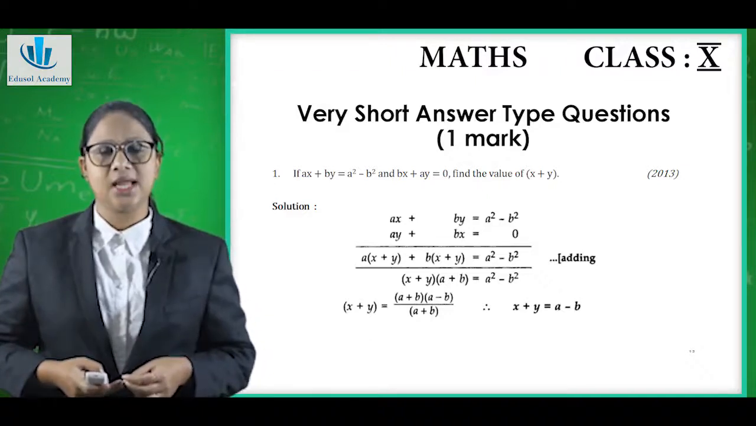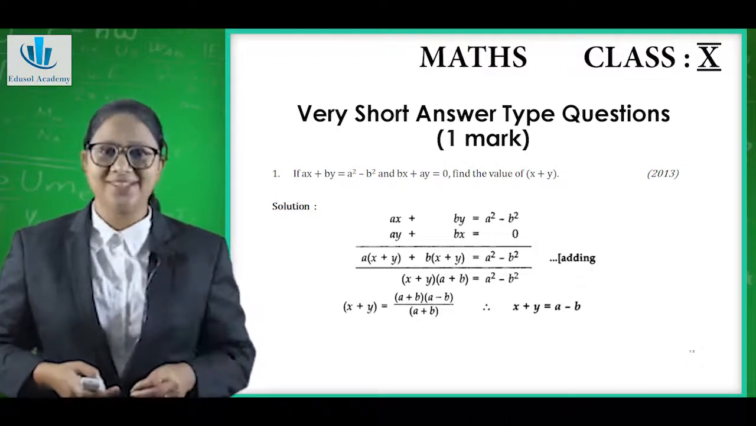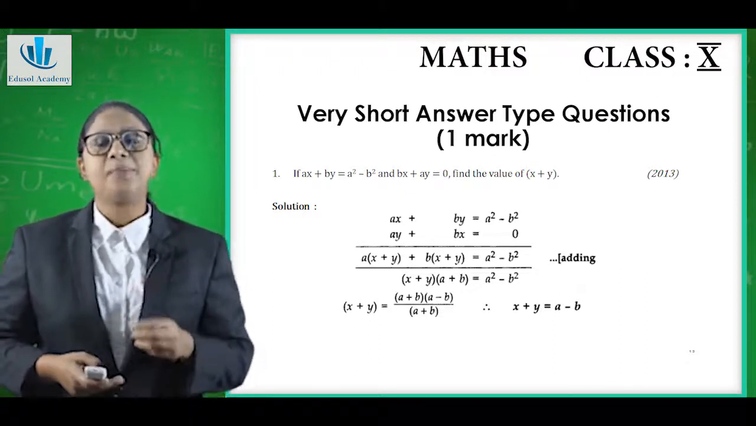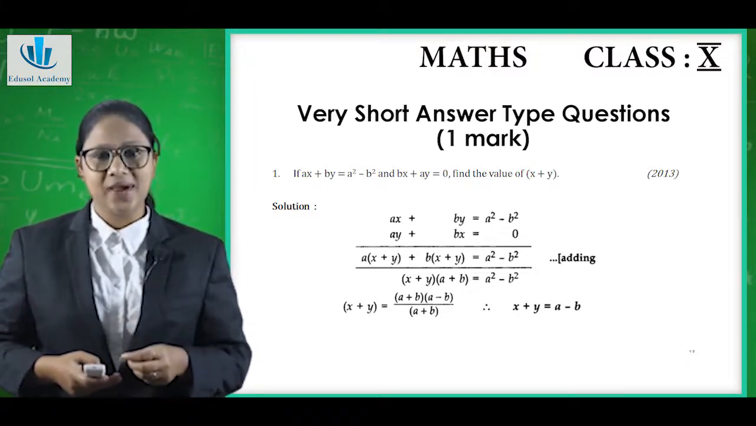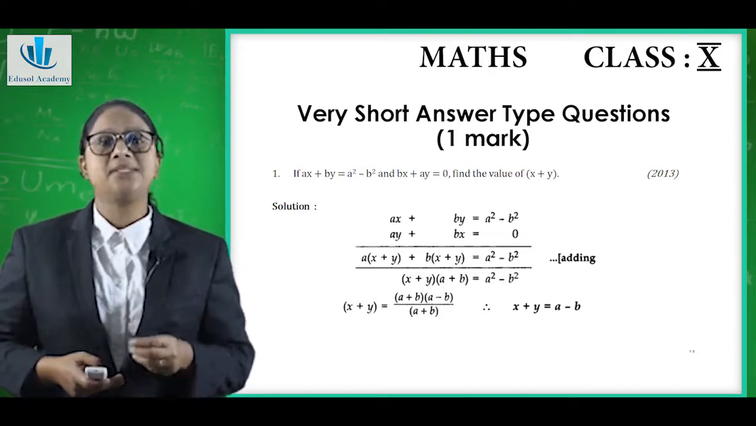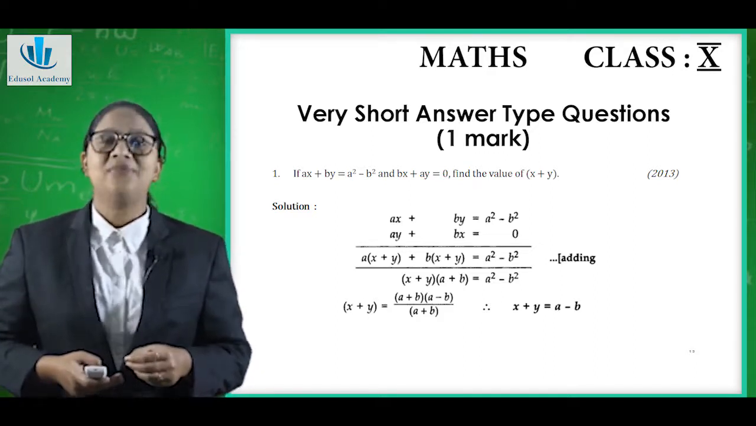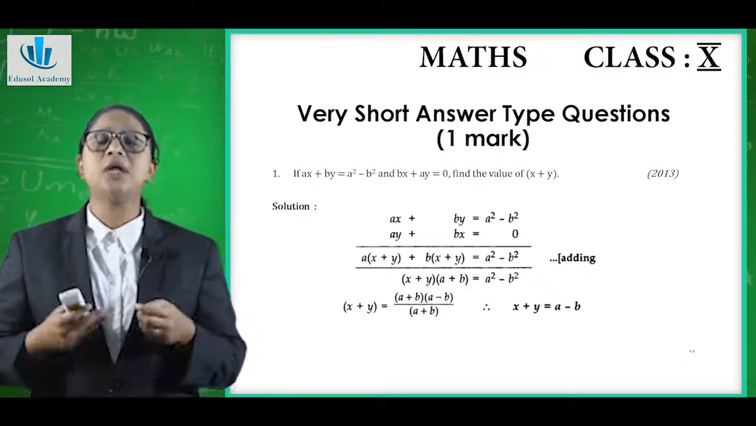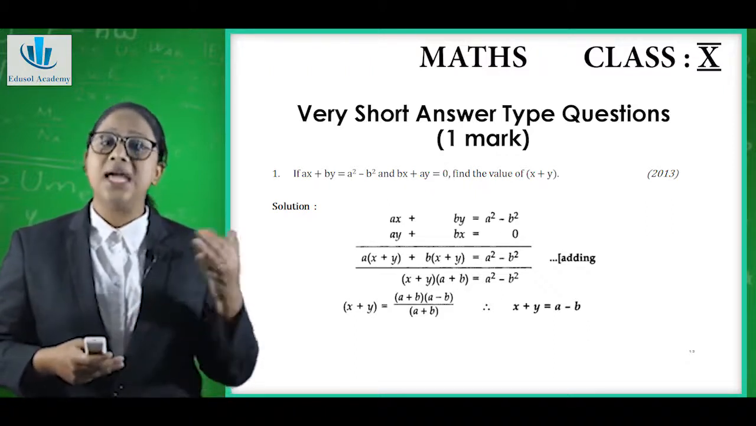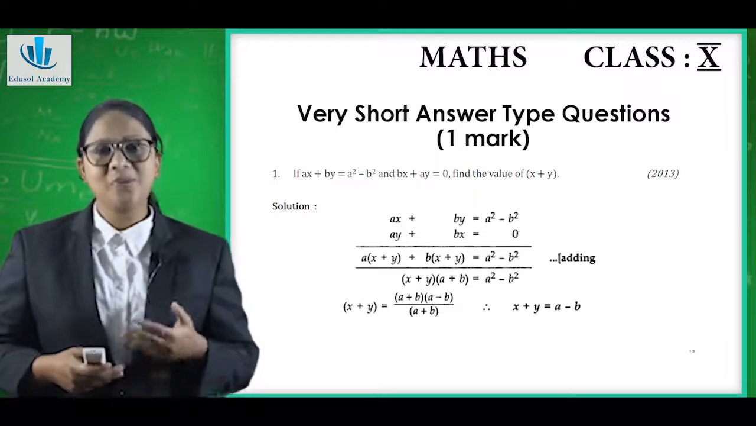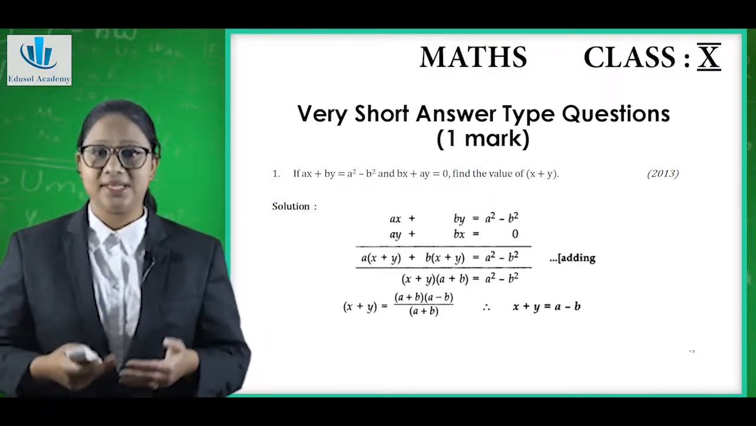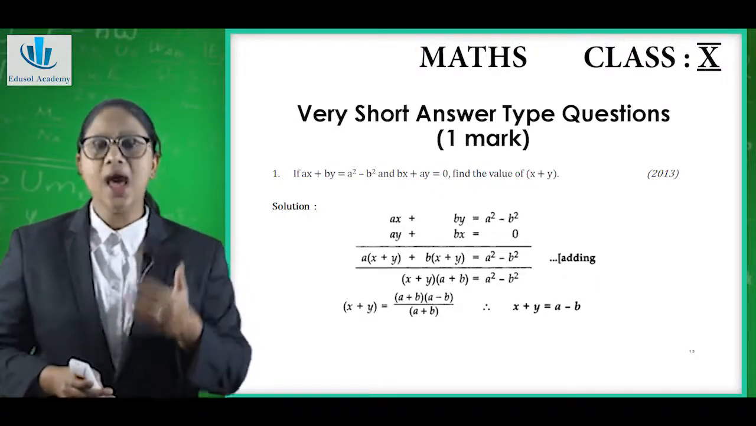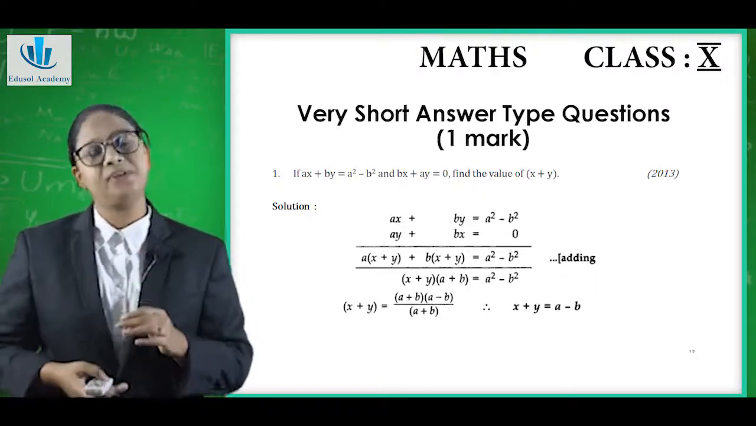Very short answer type questions carrying one mark each. The first question: if ax plus by is equal to a square minus b square and bx plus ay is equal to 0, find the value of x plus y. This question can be done in many ways. You can use any of the three algebraic methods, solve for x and y, and add x plus y. Now we have used direct addition of these equations.